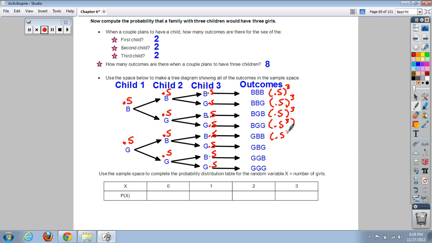outcomes have the same probability. I meant to technically put the third power outside the parentheses. All of these really have the same probability of occurring.